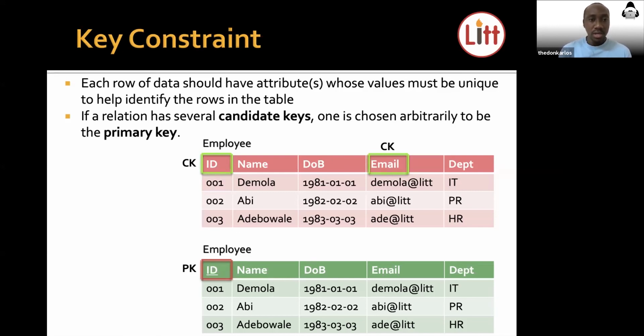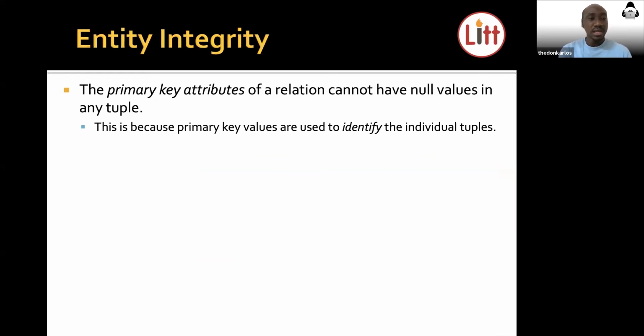Let's go to the next constraint. We call that the entity integrity constraint. It says the primary key attributes of a relation cannot have null values. It cannot have null values. Null values are values that are blank or empty. They don't have any content. So we are saying that the primary key attribute cannot be null.